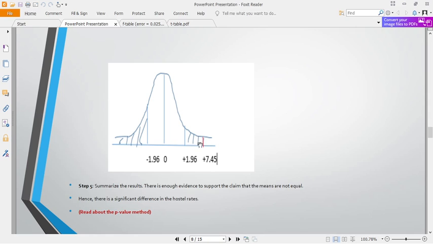Remember, we reject the null hypothesis when our test value lies in the critical region, or when the test value is greater than the critical value. So we reject the null hypothesis, and the null hypothesis was saying that the mean rent of hostels is the same. Therefore we take the alternative, which says that they are not equal, hence a significant difference in the hostel rents.